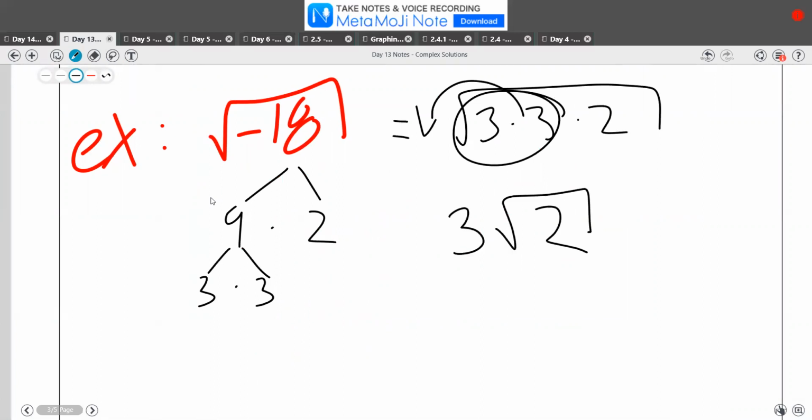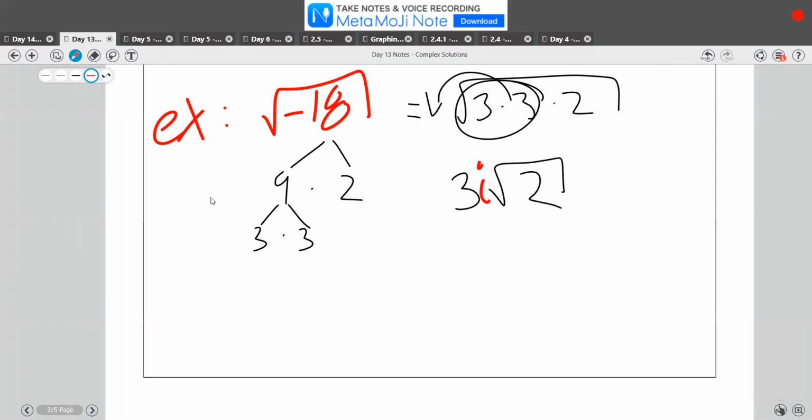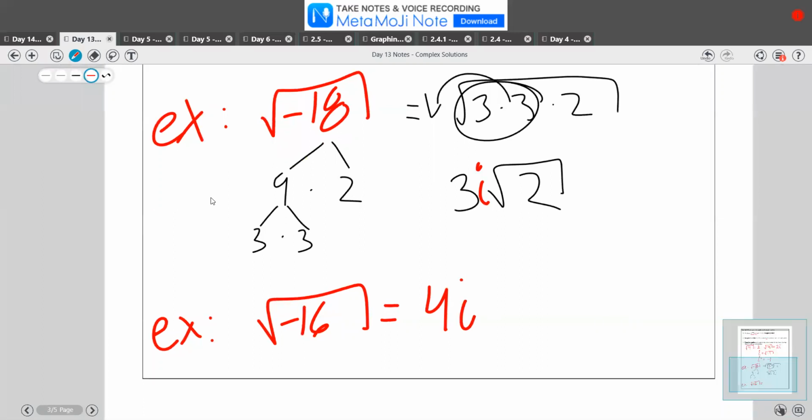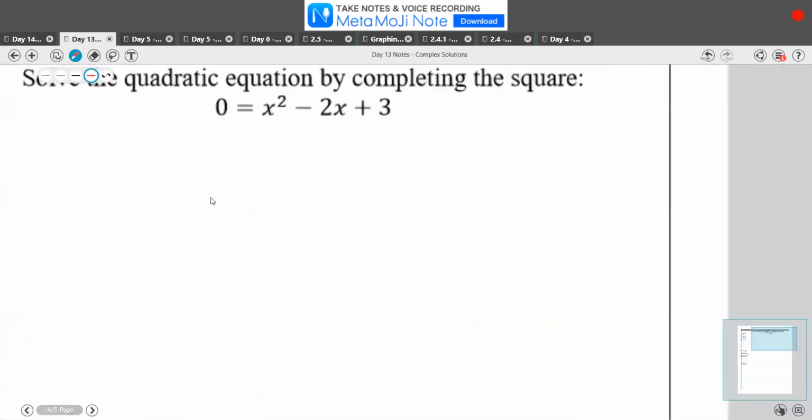Now remember that you start with the -18. So if I wanted to write this as an answer, it needs to have an i. So remember, you gotta have that i in order to square root negative numbers. To do another quick example, the square root of -16 would be 4i. All right. Now, taking that into account, let's go ahead and solve this quadratic equation.